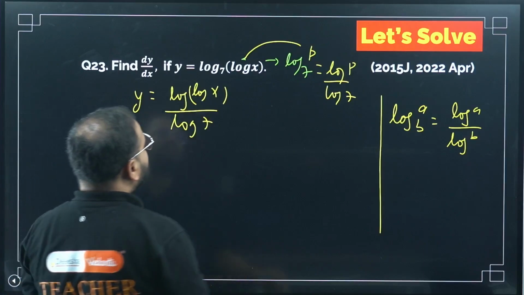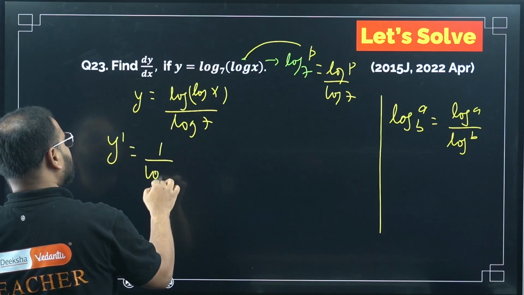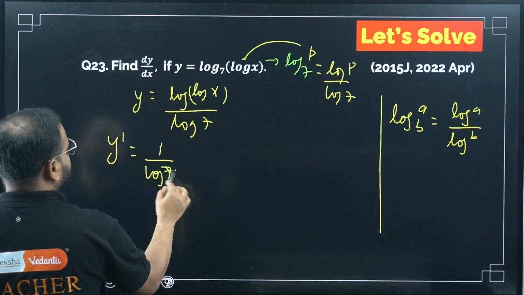Now I have to differentiate it. How will I differentiate, bacha? y dash. So log of 7 will come out. It's a constant. Okay. Log of 7 is a constant. Please understand this.